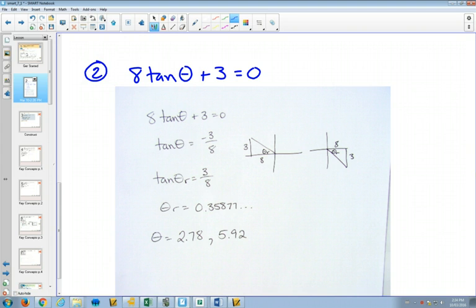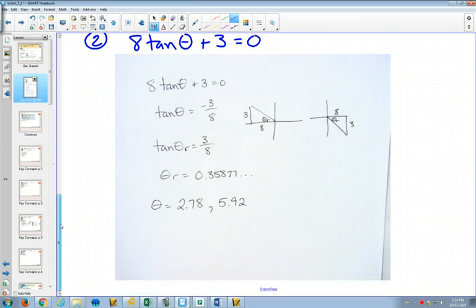So when we do tan inverse of 3/8, you get a reference angle of 0.36. Then in quadrant 2, you do pi minus that reference angle to get 2.78. In quadrant 4, you'd go 2 pi minus that reference angle to get 5.92. So those are our two calculator questions. Now we're going to do two questions that are non-calculator.